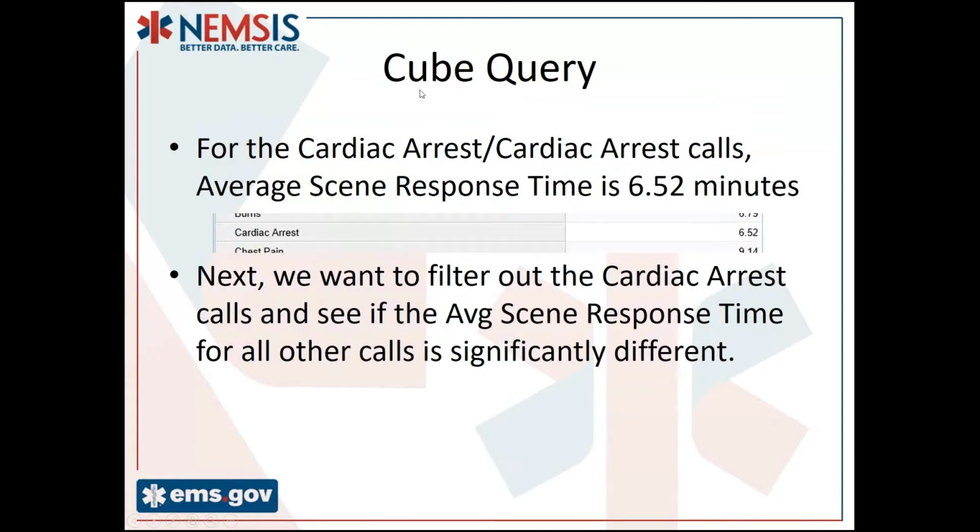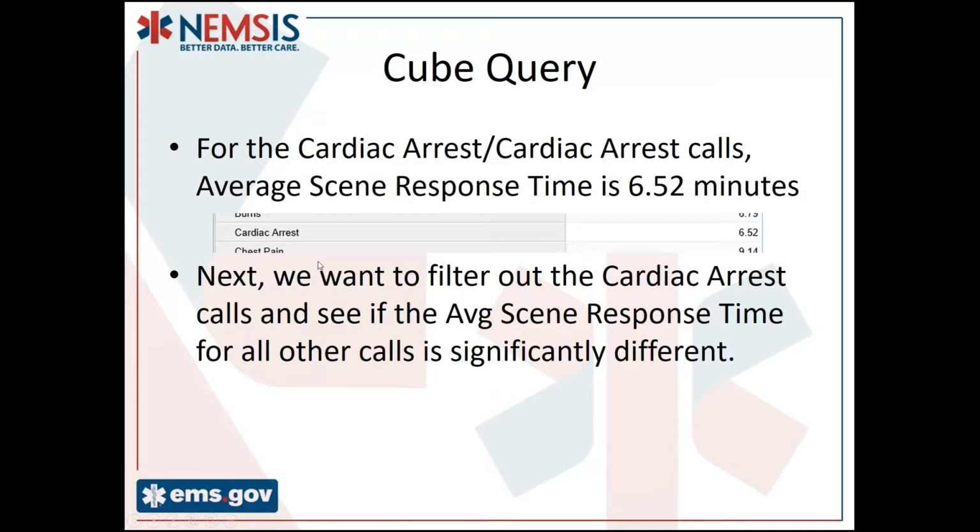And then it's going to filter my table down. So for the cardiac arrest calls, the average scene response time was 6.52 minutes. So you can sort of see right here, I've just clicked that section of the table. So that's half the result, is how long it takes them to show up for a cardiac arrest call that was an actual cardiac arrest.